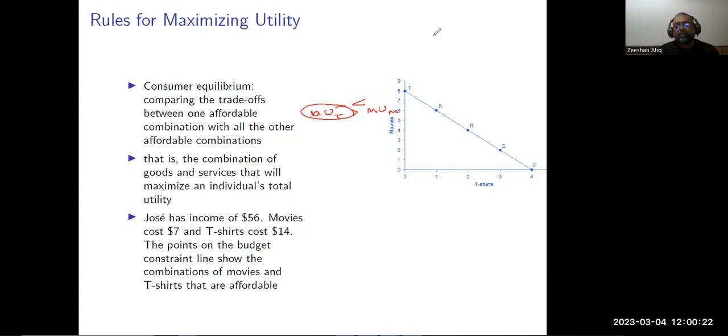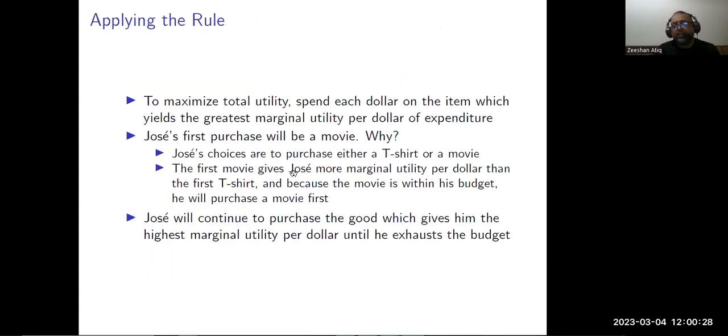For that, we have devised a principle, and the principle is to maximize total utility: you spend each dollar on the item which yields the greatest marginal utility per dollar of expenditure. So when we decide on the total utility-maximizing point, we do not compare MUT directly with MUM. Here MUM stands for the marginal utility of movies, and MUT stands for the marginal utility of t-shirts. What we do is divide MUT by the price of the t-shirt, and MUM by the price of movies. Then we can look at point one.